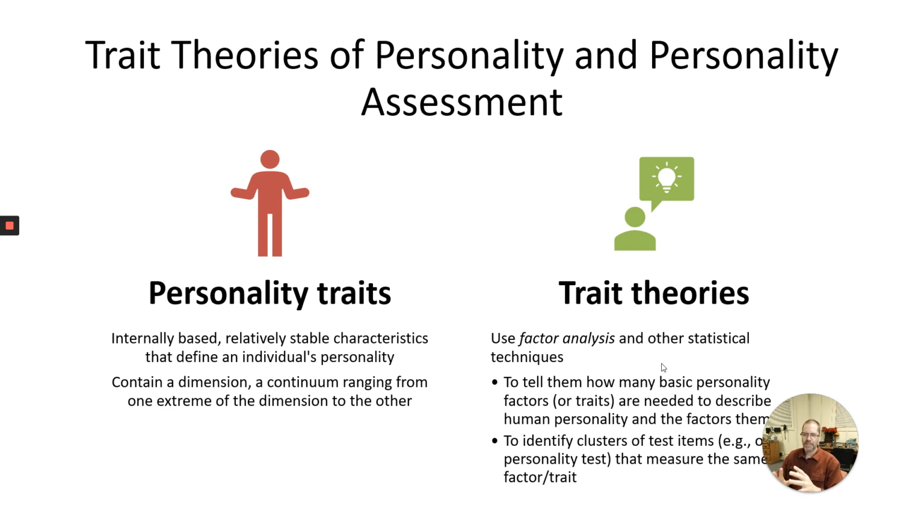So internally based, relatively stable characteristics that define an individual's personality, whether they're open to others, whether they're socially outgoing, their mood and these types of things, whether they're reflective and introverted, whether they're extroverted. So it contains a dimension, a continuum ranging from one extreme of the dimension to the other. So let's say you had a cluster of all of these traits or characteristics. What we're suggesting there is that continuum.